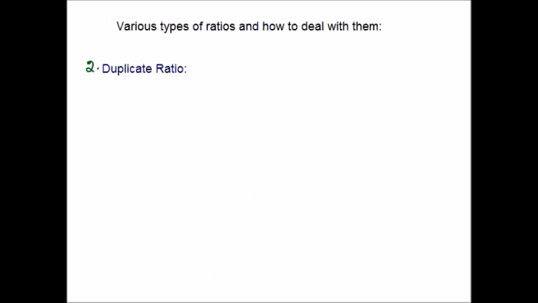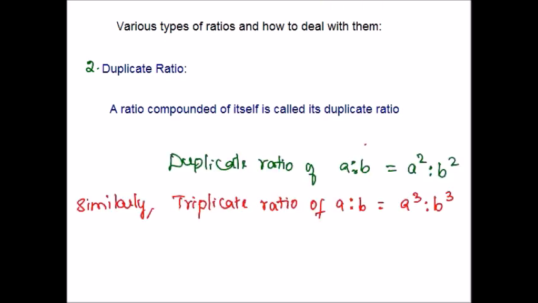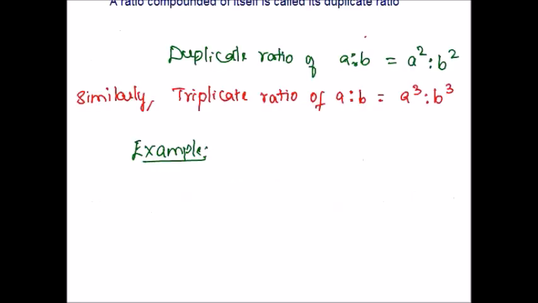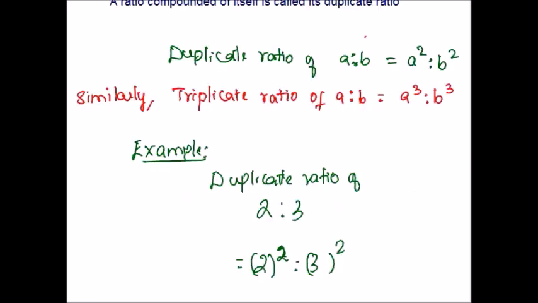Duplicate ratio is nothing but a ratio compounded of itself is called its duplicate ratio. You can say that A square is to B square is the duplicate ratio of A is to B. Similarly, you can also say that triplicate ratio would be A cube is to B cube. Let me show an example for duplicate ratio. Duplicate ratio of 2 is to 3 is, just take squares. That's it for this example.